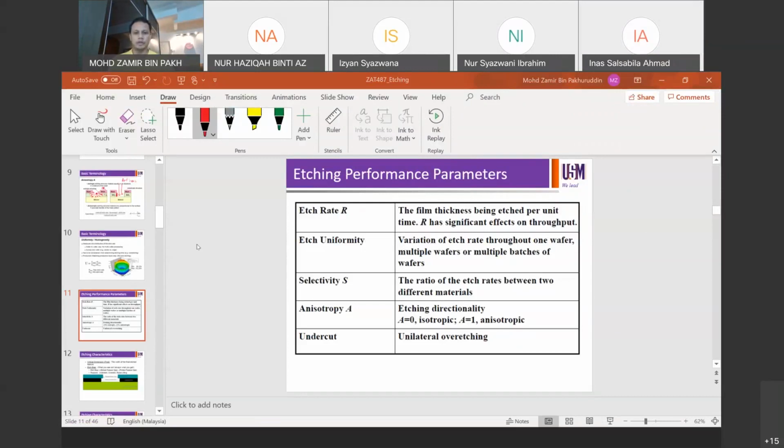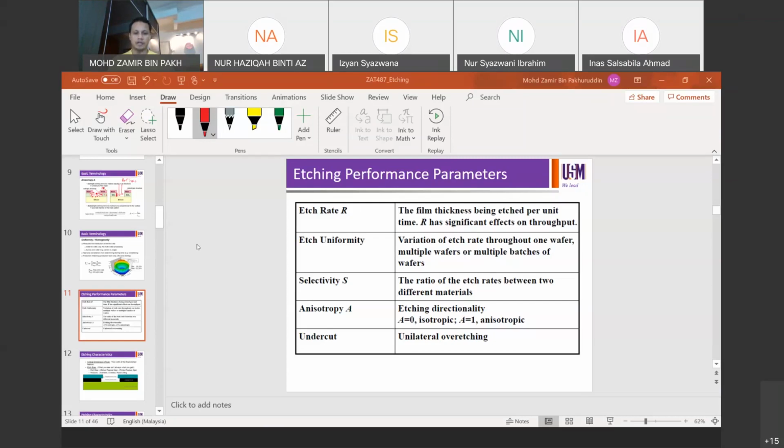Right, good. So yes, if you can remove a lot in a short time, your process recipe can be a short one. As a result, you can run more wafers per unit hour, so your throughput will be higher as well. Etch uniformity is about variation of etch rate throughout one wafer. It can be across wafers, across batches, and across equipment as well.